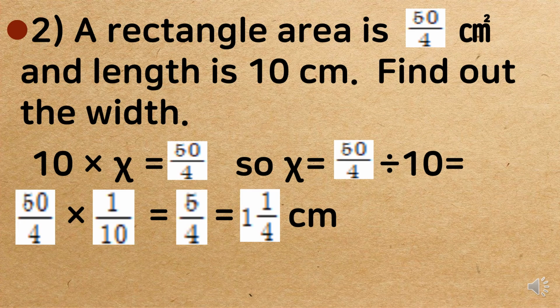A rectangle's area is 50 over 4 square centimeters and its length is 10 centimeters. Find out the width. 10 times x equals 50 over 4. So x equals 50 over 4 divided by 10 equals 50 over 4 times a tenth, cancelling out 10 and 10. Then 5 over 4 is 1 and a quarter centimeters. The width is 1 and a quarter centimeters long.